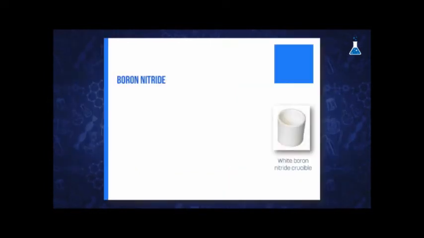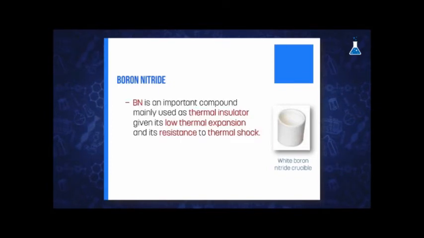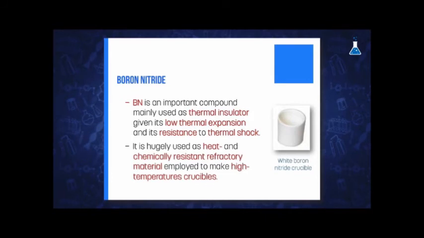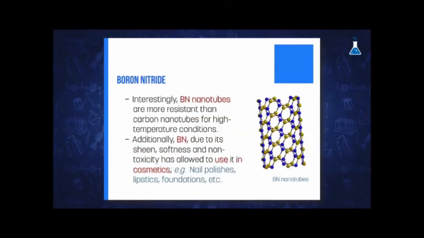Boron nitride has many applications. The main use is as a thermal insulator, given its low thermal expansion and its resistance to thermal shocks. It is used in cosmetics such as nail polish and lipstick, due to its sheen, softness, and non-toxicity.